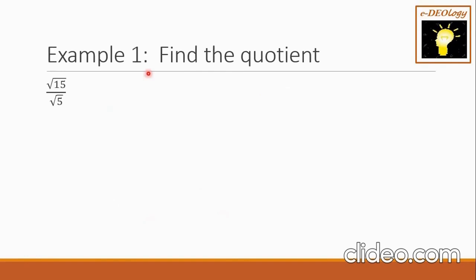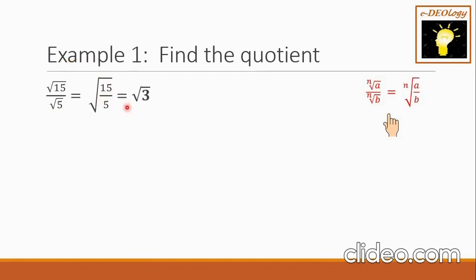Let's have some examples. Let us consider example 1. Square root of 15 over square root of 5. Obviously, our indexes are the same, so we can solve this problem using our quotient property. So this is equal to the big square root, and the fraction inside is 15 over 5. So we can now divide the 15 by 5. So the answer is the square root of 3.